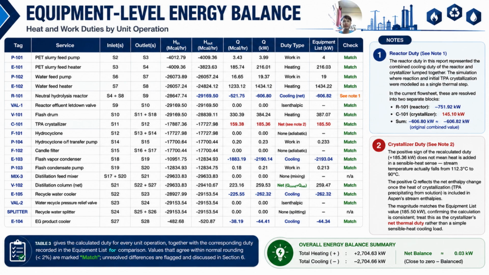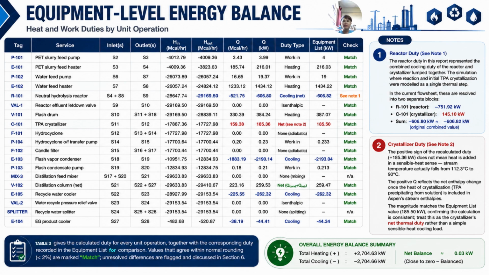Almost everything matched within normal rounding. Two items needed a closer look. First, the reactor duty. Our original equipment list shows negative 751.92 kilowatts, but that actually represents the reactor and crystallizer lumped together. From an earlier model, splitting them out, we get negative 606.8 kilowatts for the reactor alone and negative 145.1 kilowatts for the crystallizer.